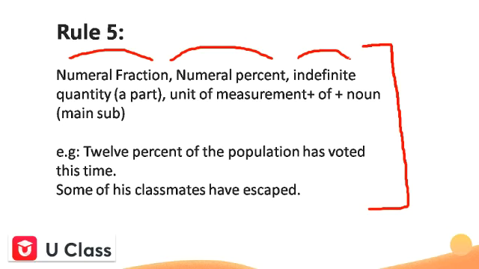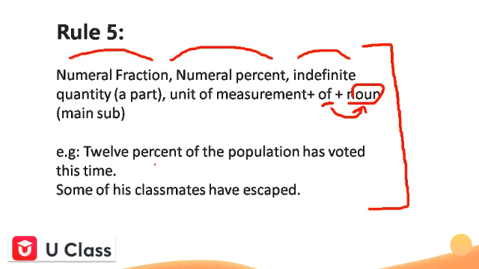And the last one is unit of measurement. Whenever these things have of after them, the noun that comes after them is the main subject. Just remember these four things: fraction, percentage, indefinite quantity, unit of measurement. When of is given after them, whatever noun comes after that is the main subject.